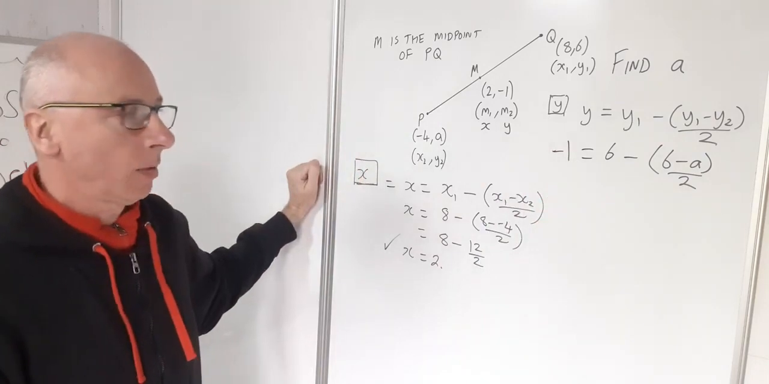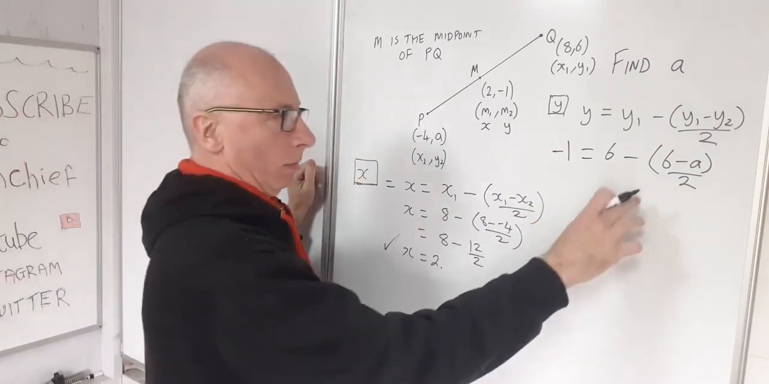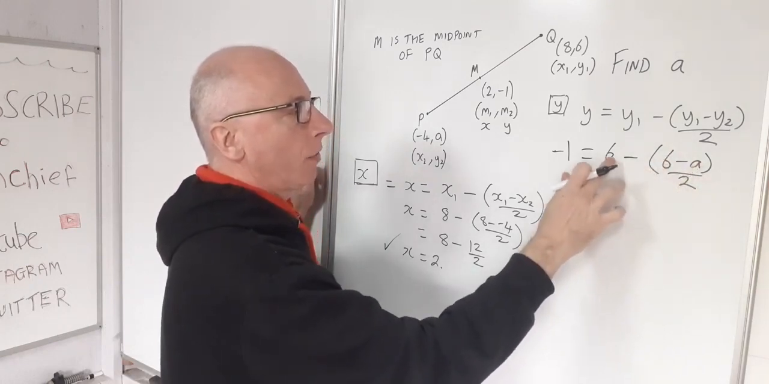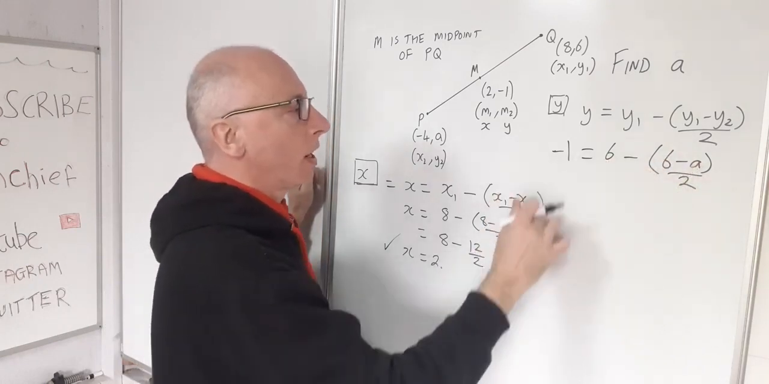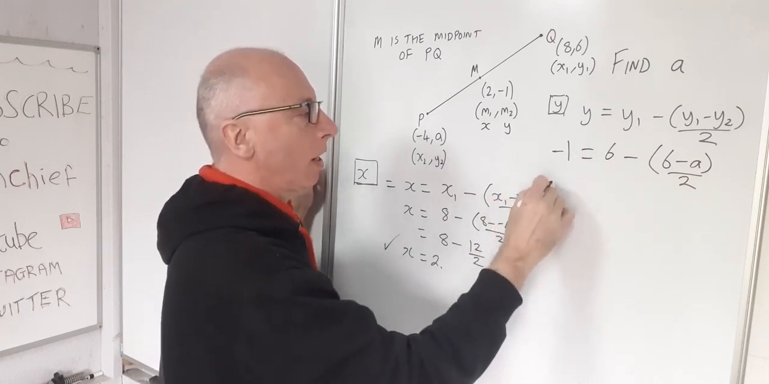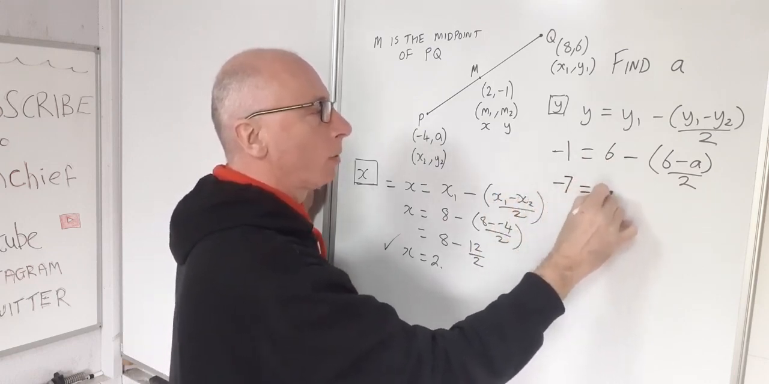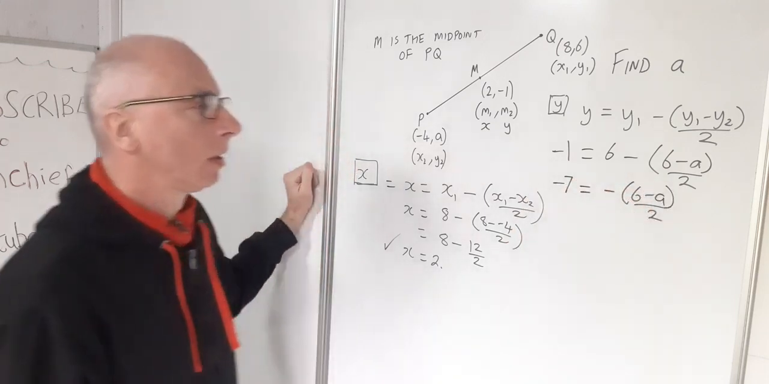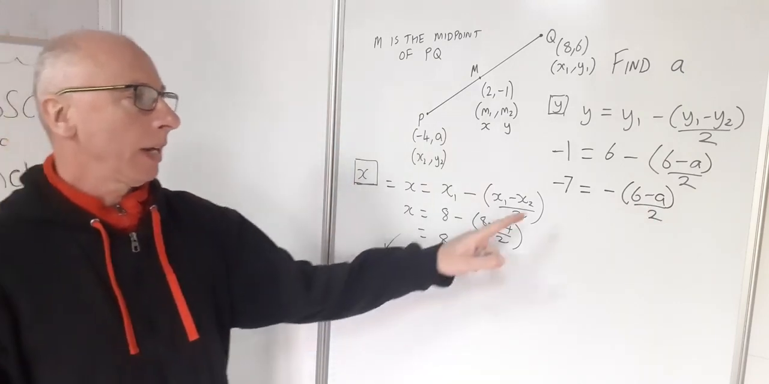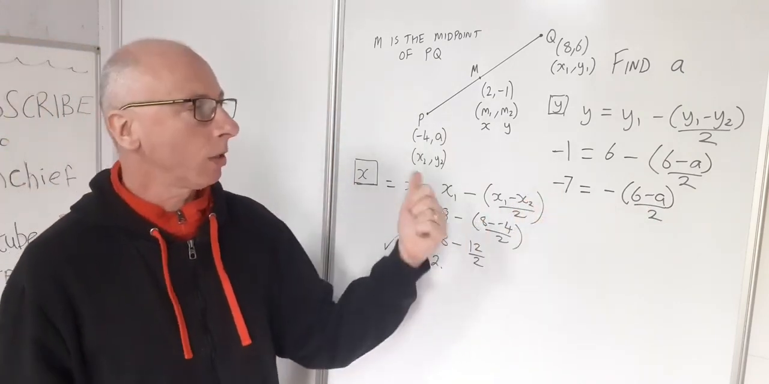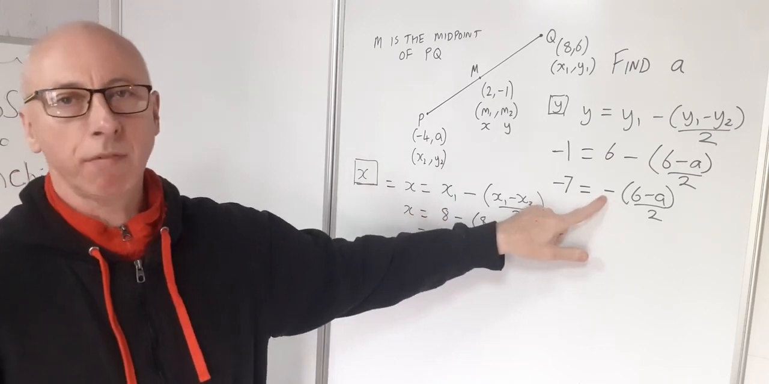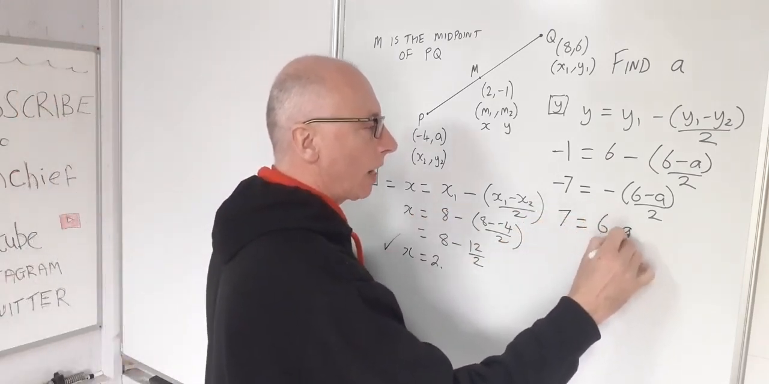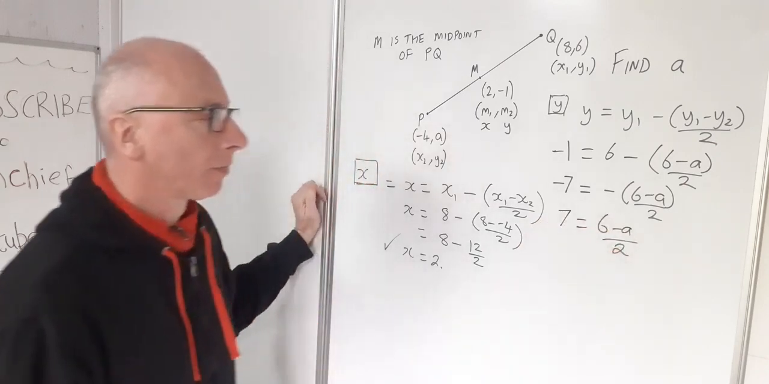Okay, so let's see what we can do here. Well, I've got 6 minus A over 2 in there. That's what I want to find is my A. So first of all, let's get rid of this 6 onto the other side. So subtracting 6 from both sides, I've got -7 equals minus 6 minus A over 2. Okay, now I've got a minus and a minus here. What I could do is multiply both sides by a -1 and get rid of this minus sign. So now I would have 7 equals 6 minus A over 2.